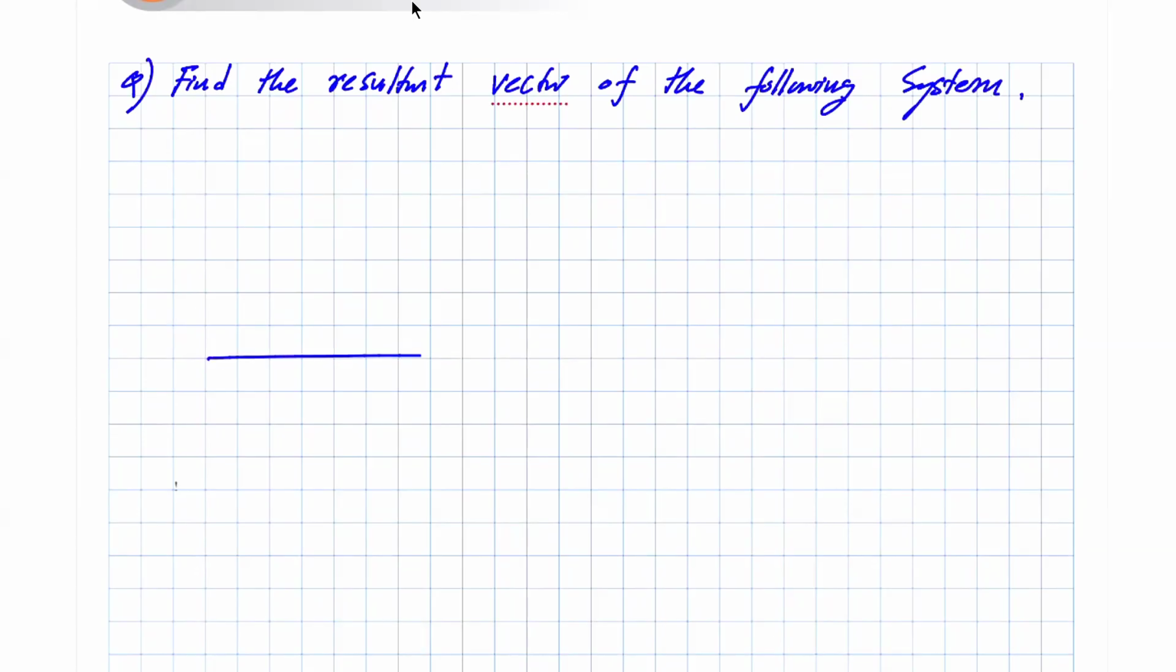So I'm going to have this vector to be P vector, and I'm going to have this vector to be Q vector. The angle between those two is theta, right? So you need to find the resultant vector of this system.